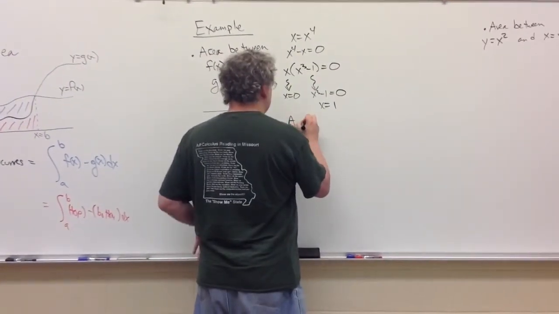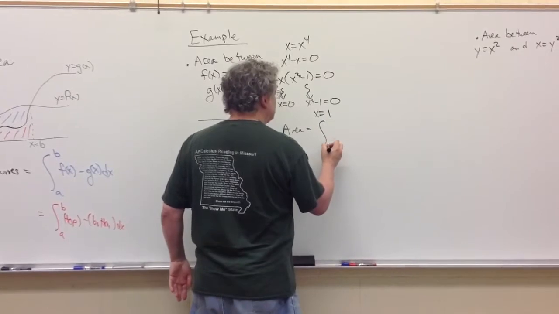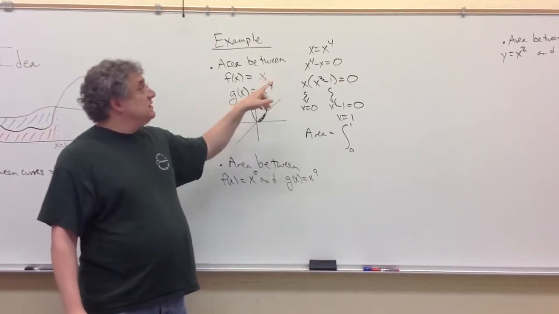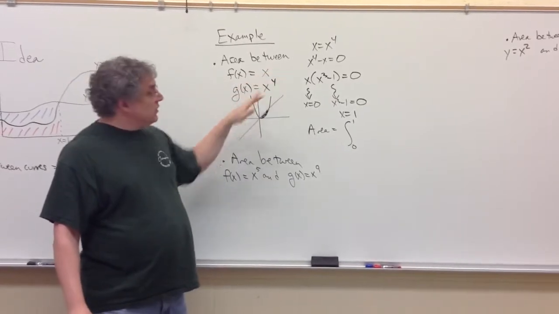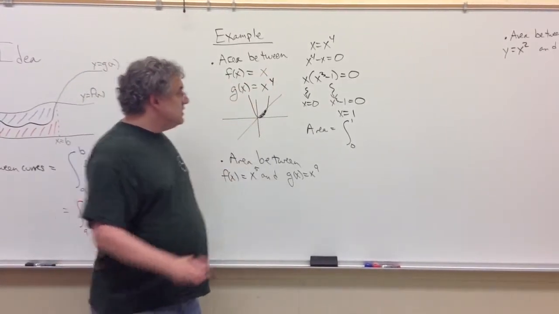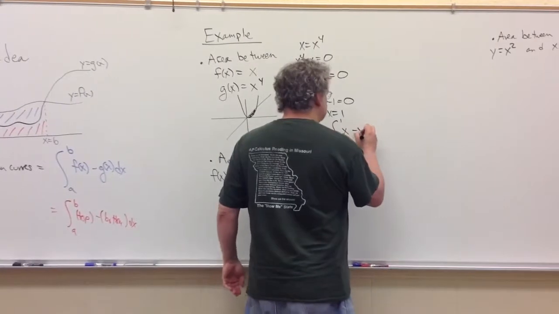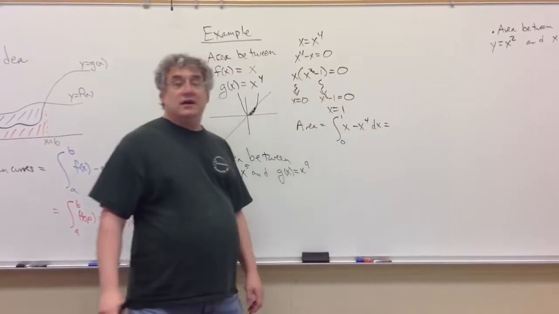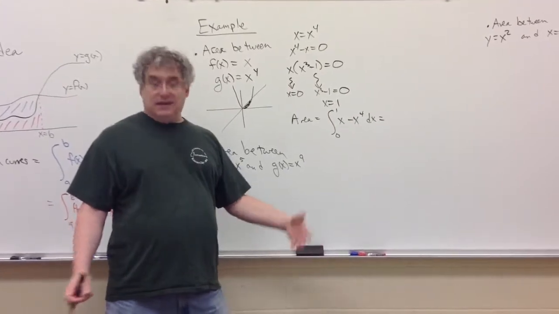The area is going to equal the integral from 0 to 1 of the top one. From the graph, you can tell x is the top one. Just look, it's higher up in that region. So it's going to be top minus the bottom dx. That's our area. Now we can anti-differentiate, get the answer.